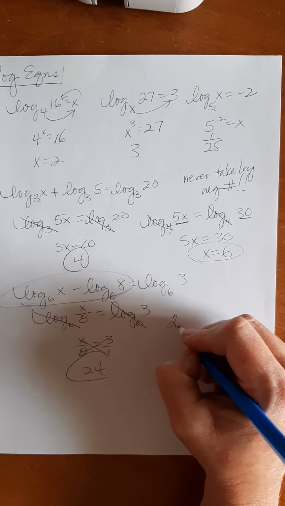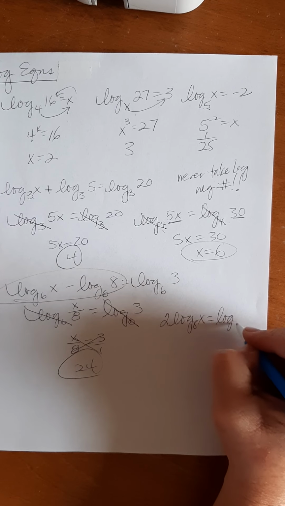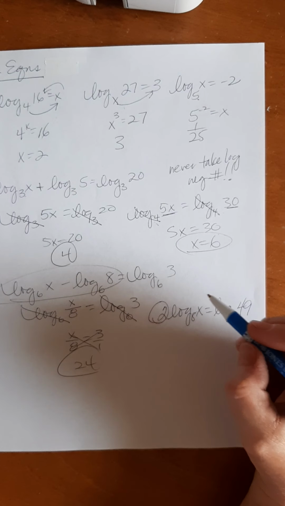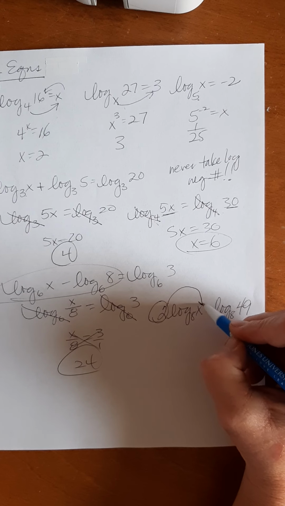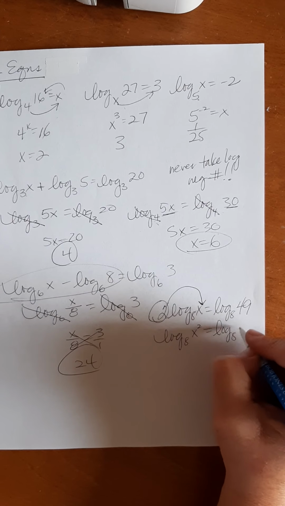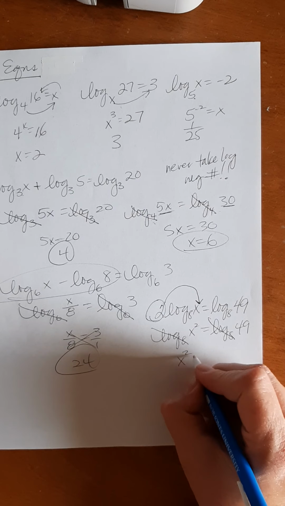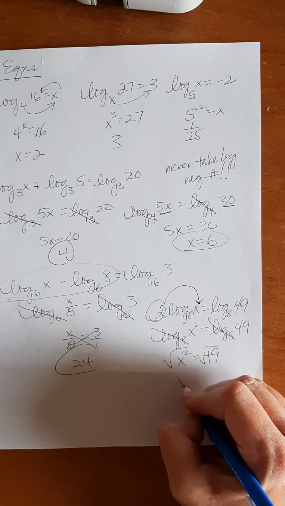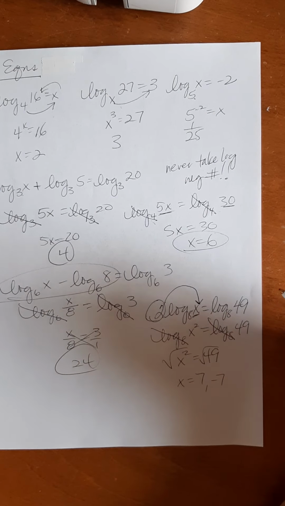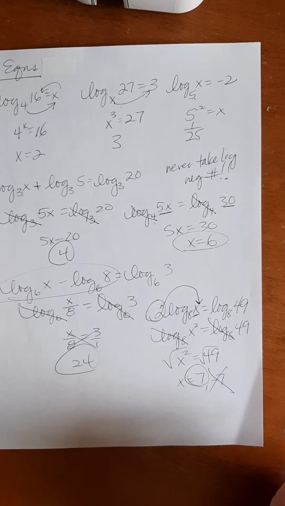Okay, let's say if I had 2 log base 8 of x equals log base 8 of 49. Well, in that case, remember coefficients become exponents. So what I really have is this. So now, logs on both sides, x squared equals 49. So technically 7 and negative 7, but remember right here in the original, you can't take the log of a negative number, so it's only 7.